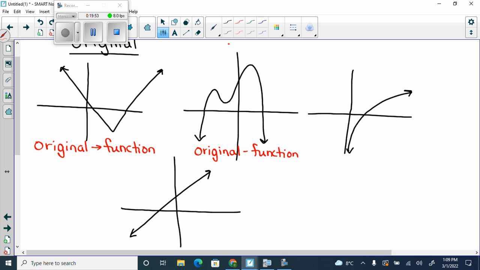What about this one? This is a log function. You don't even know what it is yet, but it's a log function. If I draw vertical lines through it, it passes.